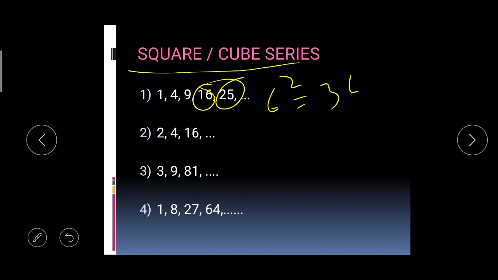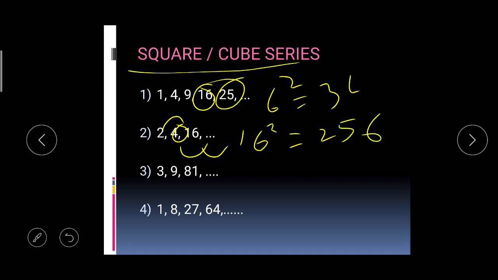Okay, next question. 2, 4, 16. So how are we getting 4? We have to square the initial term. Again we are squaring the term, so we get 16. Again we'll square the term to get the next term. So what has to be the next term? 16 squared, that is nothing but 256.